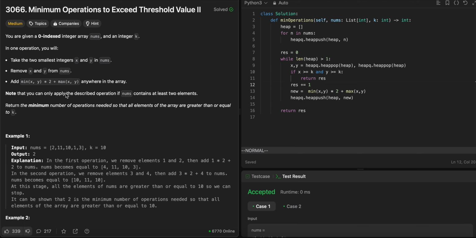You can only apply it if nums contains at least two elements. It wants you to return the minimum number of operations needed so that all of the elements in the array are greater than or equal to k. So basically, this question is a straightforward heap question.